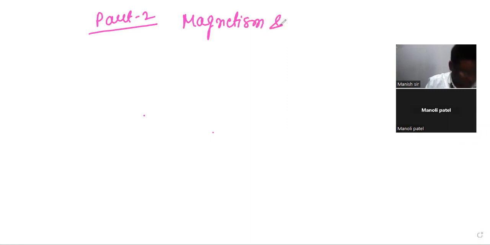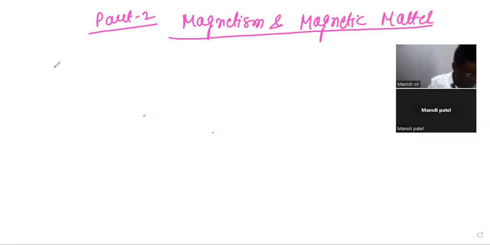So let's see part two, right? So part two is based on basically magnetism and magnetic matter. This is part two of magnetism and magnetic matter. So let's see the first question. So it is asked in 2021.